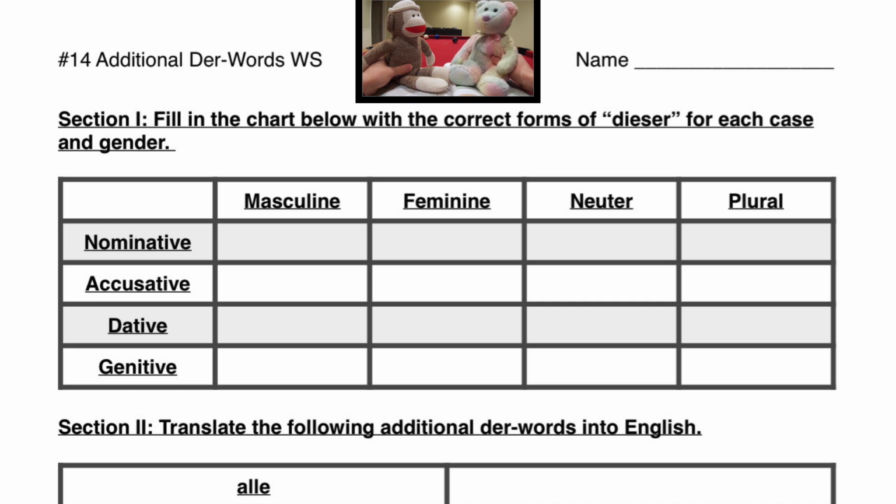Hi everybody! Today we're going to be talking about another grammar topic. This one is additional der words, or words that kind of act like der words, or words that aren't quite "the," but are similar to "the."